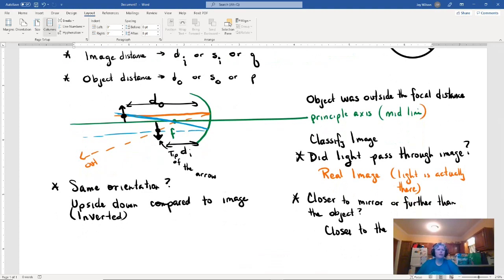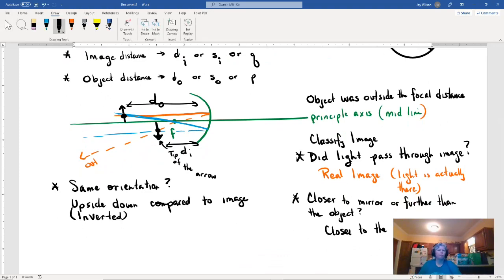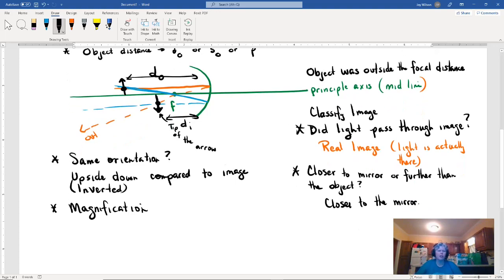Last but not least, the last thing we're usually curious about is magnification, because curved mirrors typically make your object look bigger or smaller. You've probably seen in your car rear view mirror that it says objects in mirror are closer than they appear. We're going to talk about what kind of mirror that means, what kind of curvature your rear view mirror has, but for now we'll just leave that they tend to get magnified.